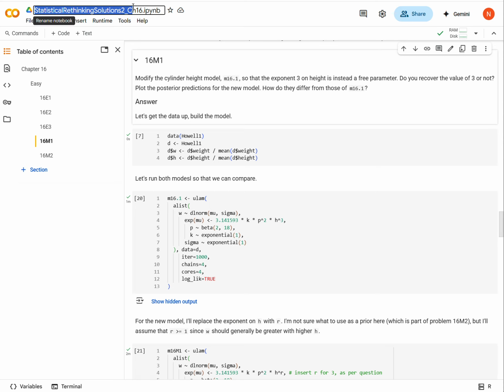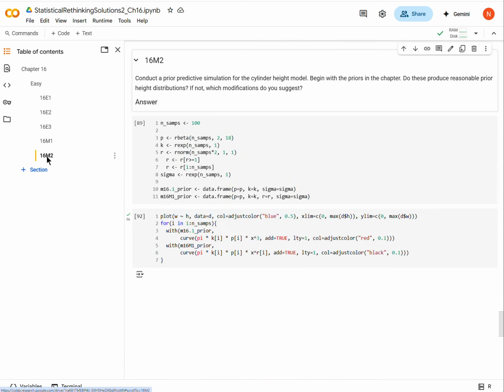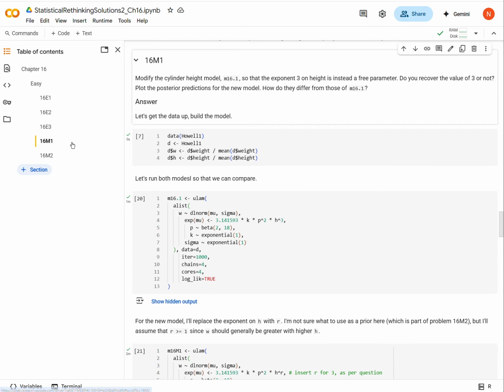Statistical Rethinking, second edition, chapter 16. And we are going to do the first two medium difficult questions because they deal with the same problem. So 16M1 and 16M2. Okay, so 16M1 first.